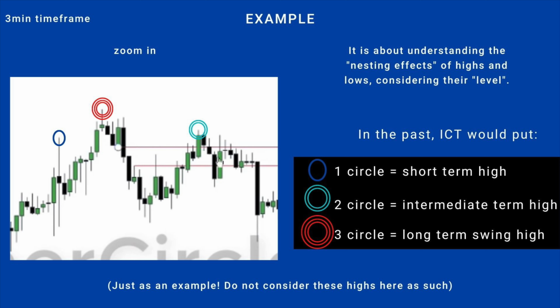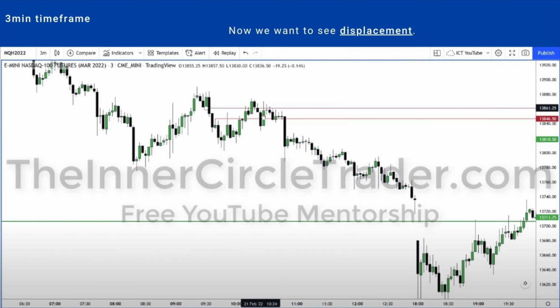It is indeed about understanding the nesting effects of the highs and the lows, considering their levels and how they play into the whole story that the price is trying to tell us. Now, for real, back to our example. Let me zoom out, and here you see the 3 minutes time frame of the Nasdaq E-mini futures, and what we want to see now is displacement. We want to see a big energetic move, and we get it here in green with this beautiful fair value gap. ICT tells us that we could be entering in these 2 points where you see the vertical arrows.